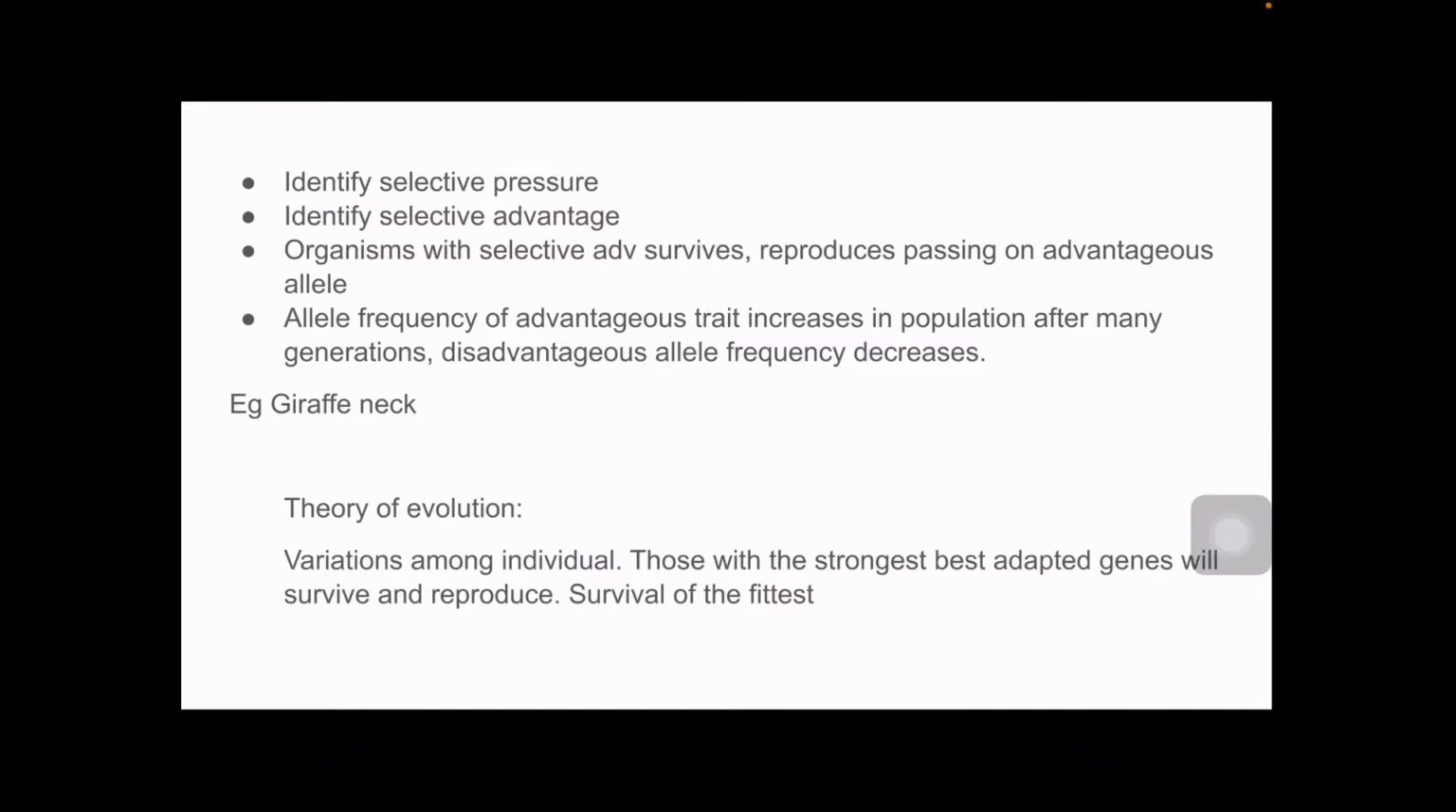Okay, for example, giraffe necks. So giraffes with short necks died, as you know, because you can only find giraffes with long necks now. So the selective pressure is the length of the neck, and the selective advantage is for those with long necks, so they can reach the leaves on the tree. And the giraffes with long necks survive, reproduce, passing on, yada yada yada. You get the point.